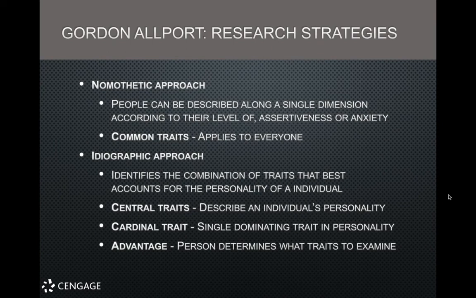Whereas the idiographic approach, if you've heard the word idiographic, it's similar to the word idiosyncratic, or something that is very particular to someone. So the idiographic approach identifies the combination of traits that best account for the personality of an individual. He shared that under the idiographic approach, there are central traits that describe an individual's personality, and there are also cardinal traits, which are the single dominating traits in personality that completely take over the whole personality. You could call it Machiavellian, Homeric, or Don Juan.